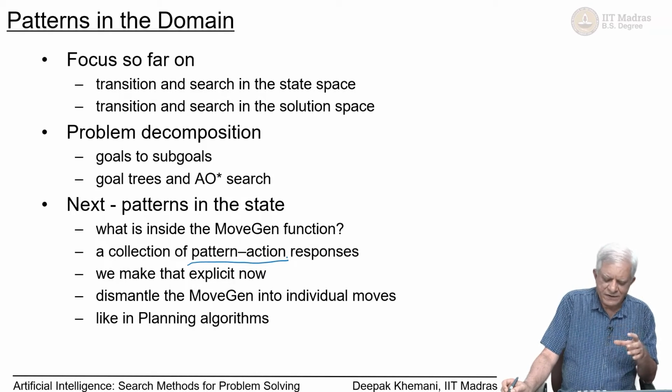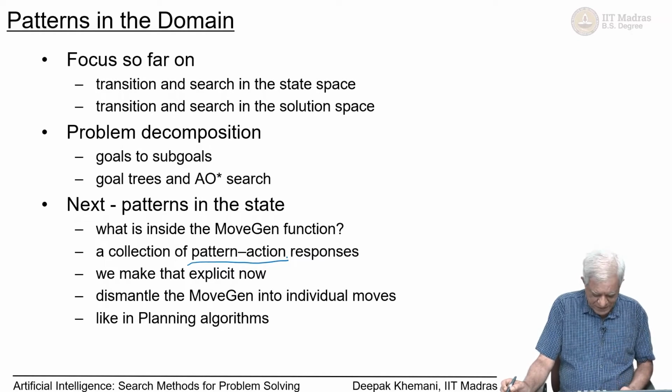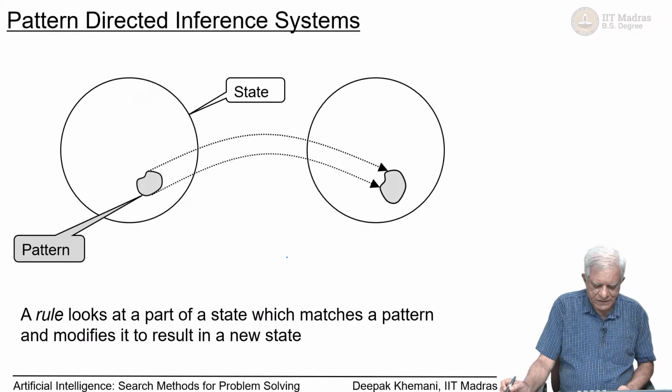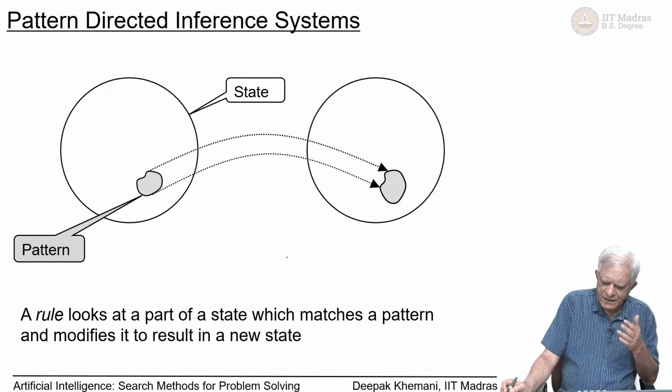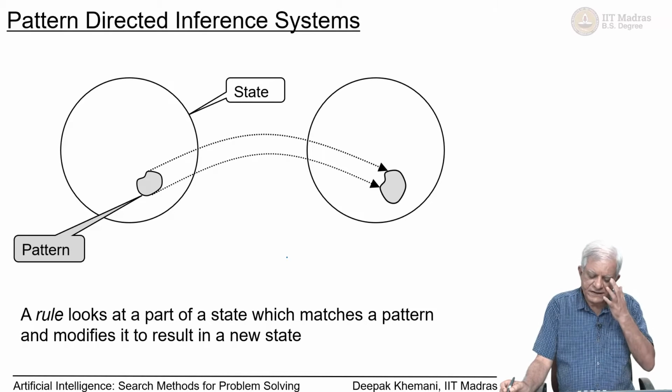In some sense we will dismantle the move gen into individual moves like we did in planning algorithms. So, we say that pickup is one move, put down is another move, and so on. In a similar fashion, we will look into a general problem of reasoning and search. This area has also been known as pattern directed inference systems, in the sense that you look at a pattern which is a part of a state and do something with that, and then you modify that part of the state essentially.